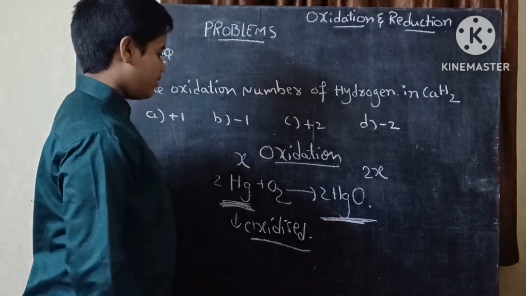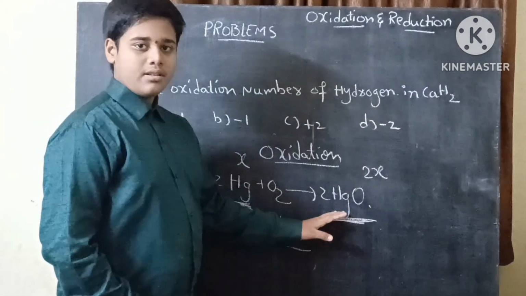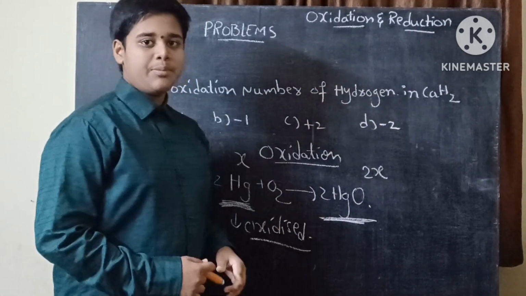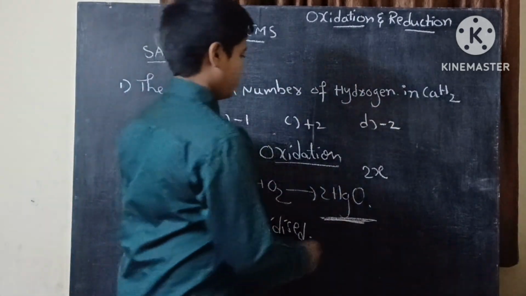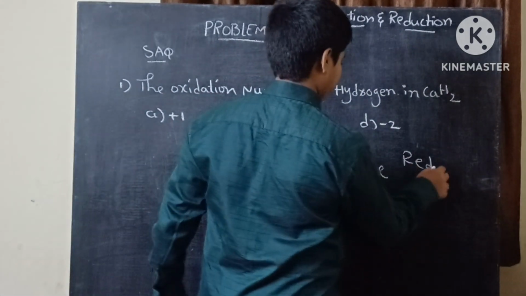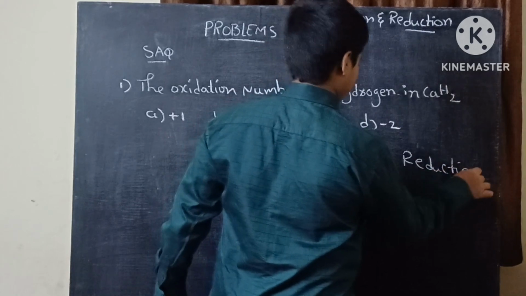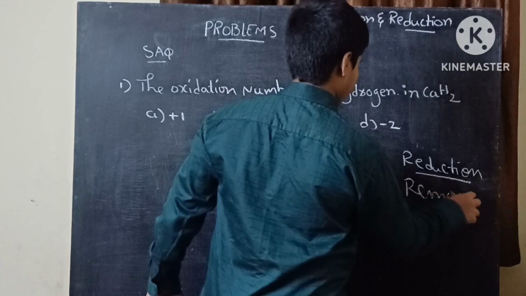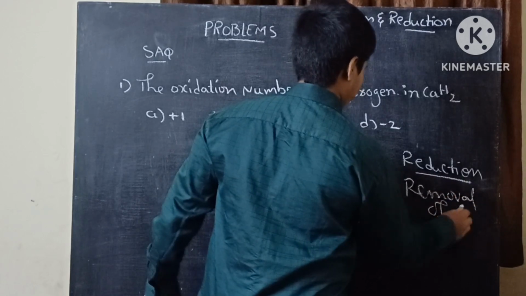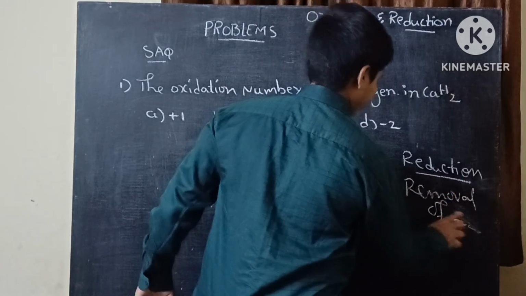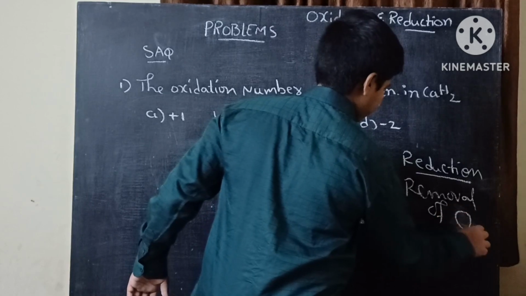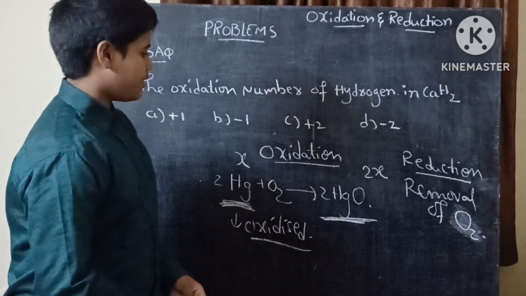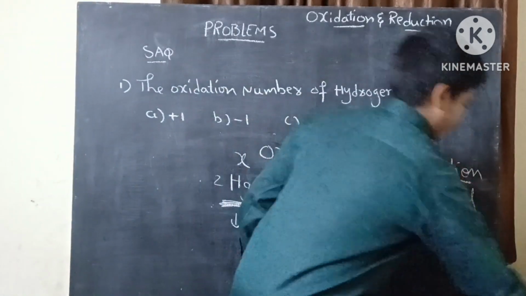So oxidation means addition of oxygen, and reduction means removal of oxygen. Reduction means removal of oxygen. So this is our oxidation and reduction topic.